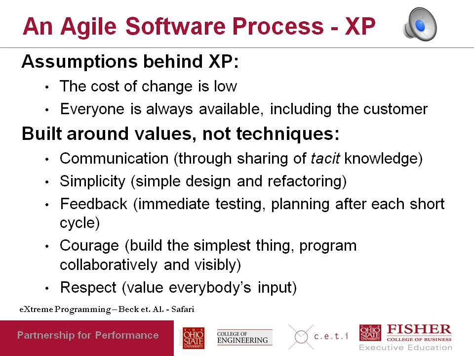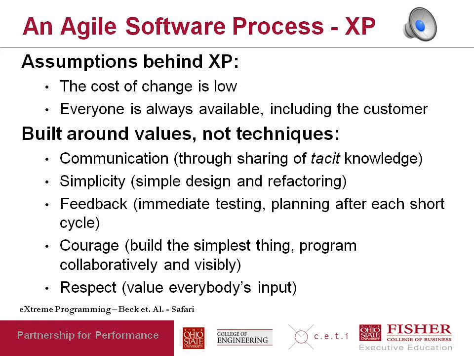Now that you've seen a structured software development process, see an agile one. The example of an agile process that we've chosen to show here is one known as XP, for extreme programming. The assumption behind XP, or really for any agile process, is that the cost of change is low. That is, if you make a design decision or an implementation decision, the cost of backing out from it and doing something else is low.